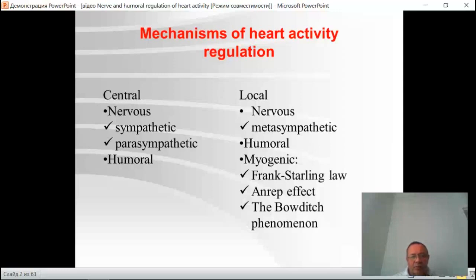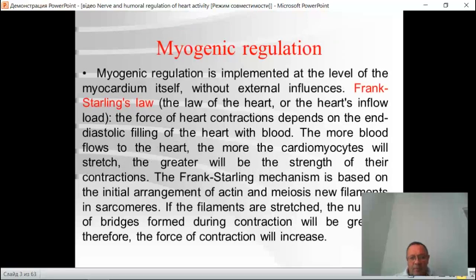Local part consists of nervous regulation, metasympathetic part, and humoral and myogenic. Myogenic regulation includes Frank-Starling law, Anrep effect, and Bowditch phenomenon. Myogenic regulation in local part.